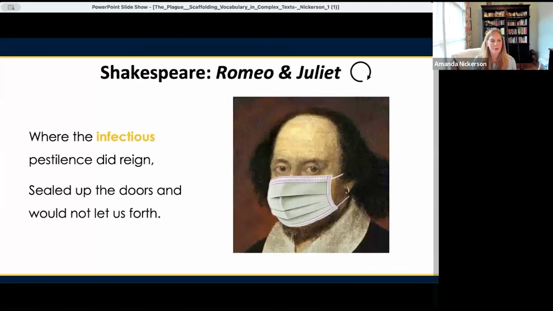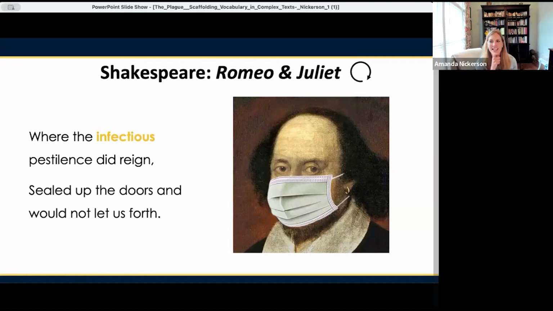The other point I want to make before we start jumping into a couple lesson pieces is we want to try to pull in some texts that we maybe have previously read as well. So if you read The Plague in 11th grade, and you've read Romeo and Juliet freshman year, you can come back to excerpts like this and embed a little bit of fluency practice. So, here's a refrain. Where the infectious pestilence did reign, sealed up the doors and would not let us forth. Okay. So in full transparency, I couldn't resist the picture of William Shakespeare wearing a mask. That was part of what made this a fun example.